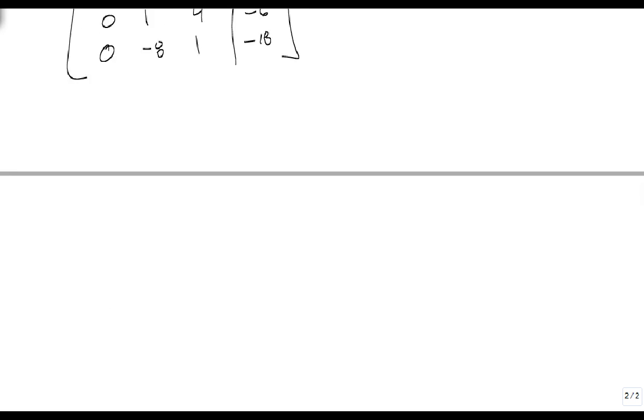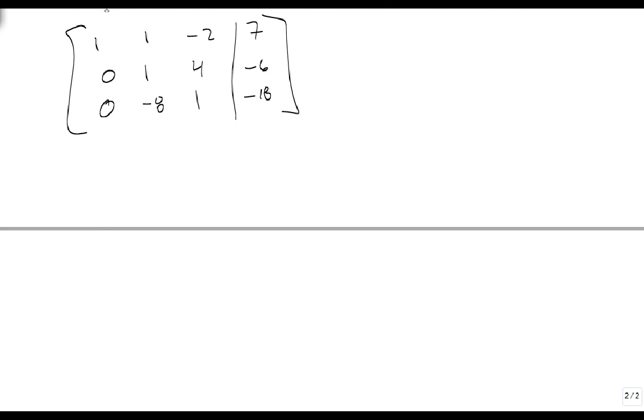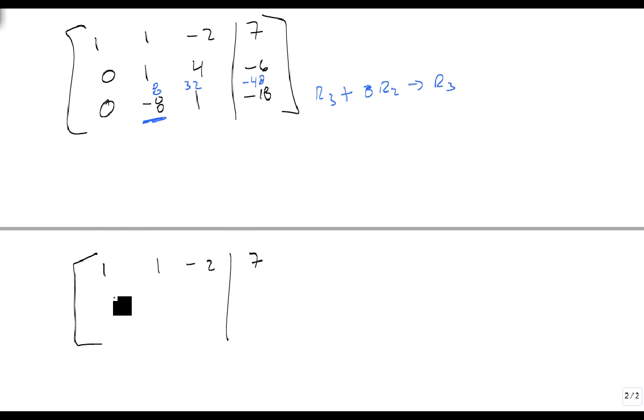Well, we ran out of room on that page, so I'm just going to scroll over to give myself room on the next page. Now what we need to do is make this a 0, so we're going to take row 3 and add 8 times row 2, storing that in row 3. So it's going to be an 8, a 32, and a minus 48. We add those together. We get 1, 1, minus 2, 7, 0, 1, 4, minus 6, 0, 0, 33, minus 66. Well, now it's real easy to get a 1 there.